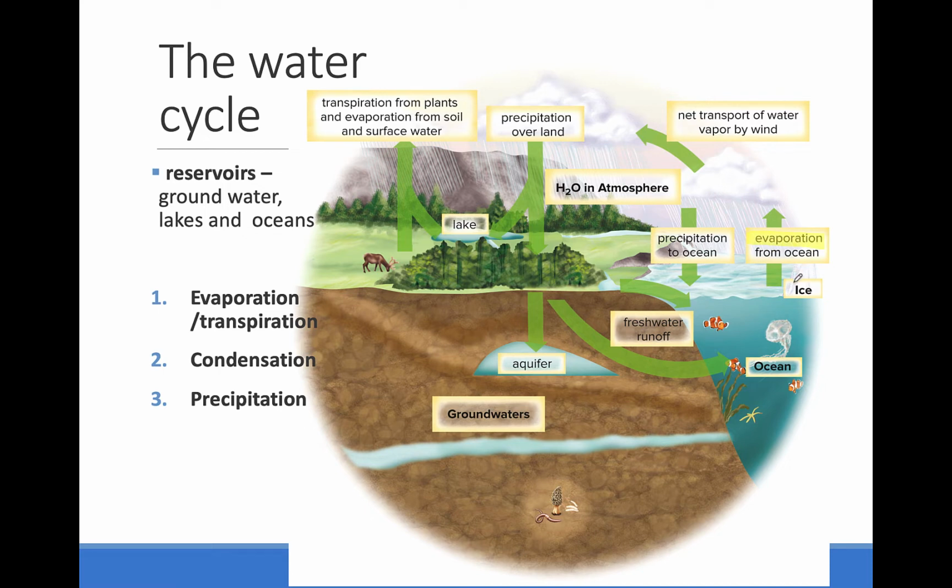Evaporation occurs when water is warmed by the sun, which changes it from liquid to gaseous state. Water evaporates off of the surfaces of oceans and lakes. Water also evaporates off of the leaves of plants in a process called transpiration. As the water rises, it cools and condenses into clouds. Condensation is the change from a gas to a liquid state.